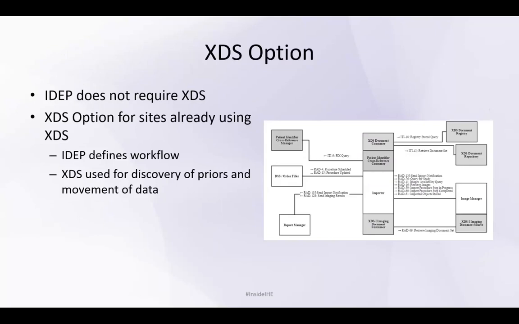One thing to note, IDEP does not require XDS. In some ways, if you are participating in an IDEP sharing arrangement, it's like a lightweight affinity domain, but XDS is not required. However, XDS is defined as an option within IDEP, such that if sites already have an XDS infrastructure set up, then you can just make use of that as part of the IDEP profile. So IDEP still defines the workflow and the triggers and the coercion of data, but XDS is used for the actual querying of data and the movement of data. So it can make use of an XDS infrastructure if one is in place, but it's not necessary to the process.